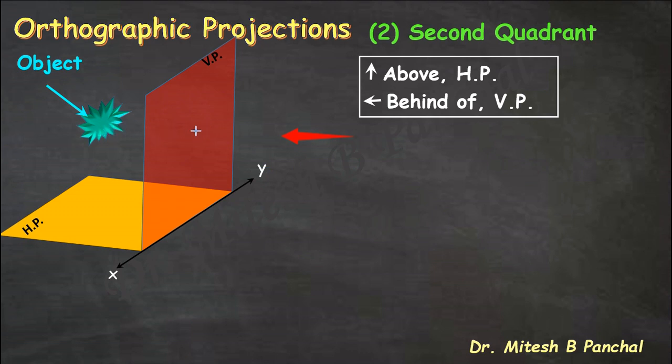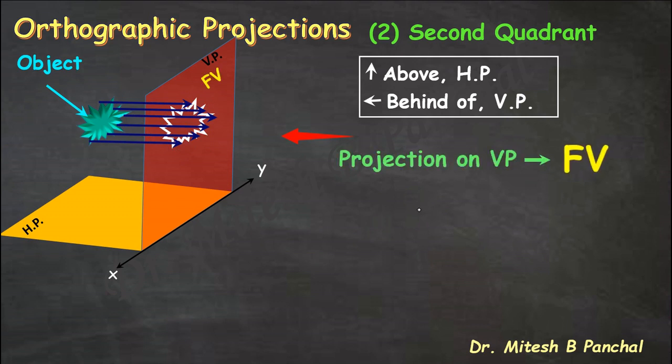So in this case, the plane of projection is in between object and observer, right? Because of that reason, the plane of projection is considered as a transparent plane, right? So now when you consider the projection of the object on VP, it will appear like this. All the projectors are parallel to each other and perpendicular to the plane of projection. So from the projection of the object you will get the front view.